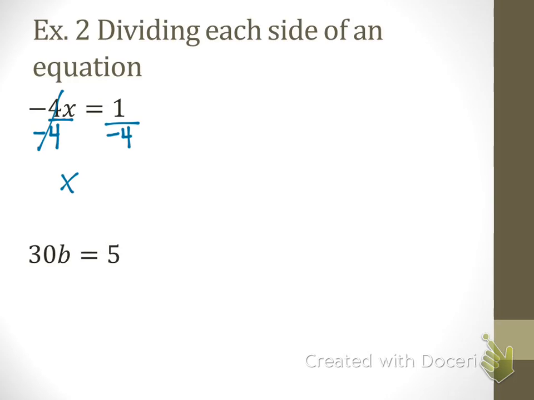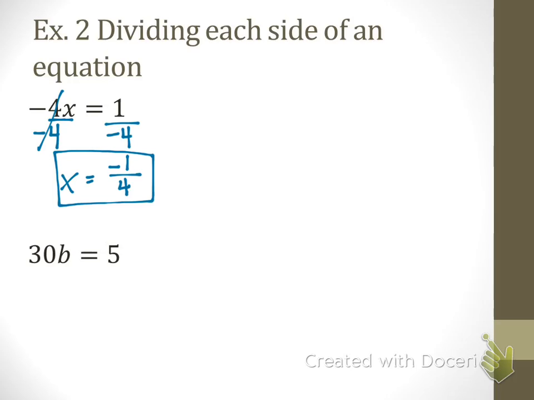So I get x equals, well, there is no 1 divided by negative 4, so I just leave it as a fraction. I could either write it as 1 over negative 4. I could put the negative sign out in the middle, or I could put it at the top, as long as there is just one negative sign in this problem.